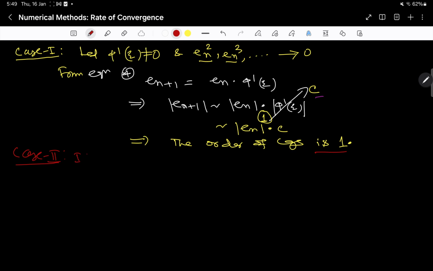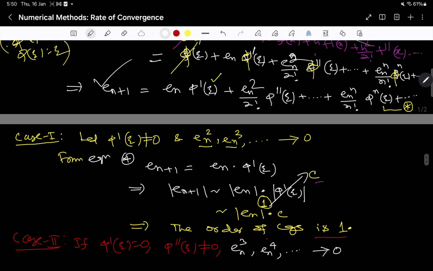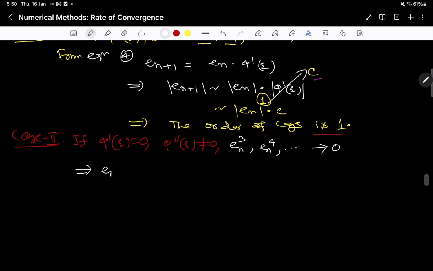Now similarly, we can make the order of convergence 2 here, case 2. In case 2, suppose that phi dash zeta is equal to 0, but phi double dash zeta is not equal to 0, and epsilon n cubed, epsilon n fourth, and so on, tend to 0. Then what happens to your equation star? This implies epsilon n plus 1 will be equal to epsilon n squared by factorial 2 times phi double dash zeta.